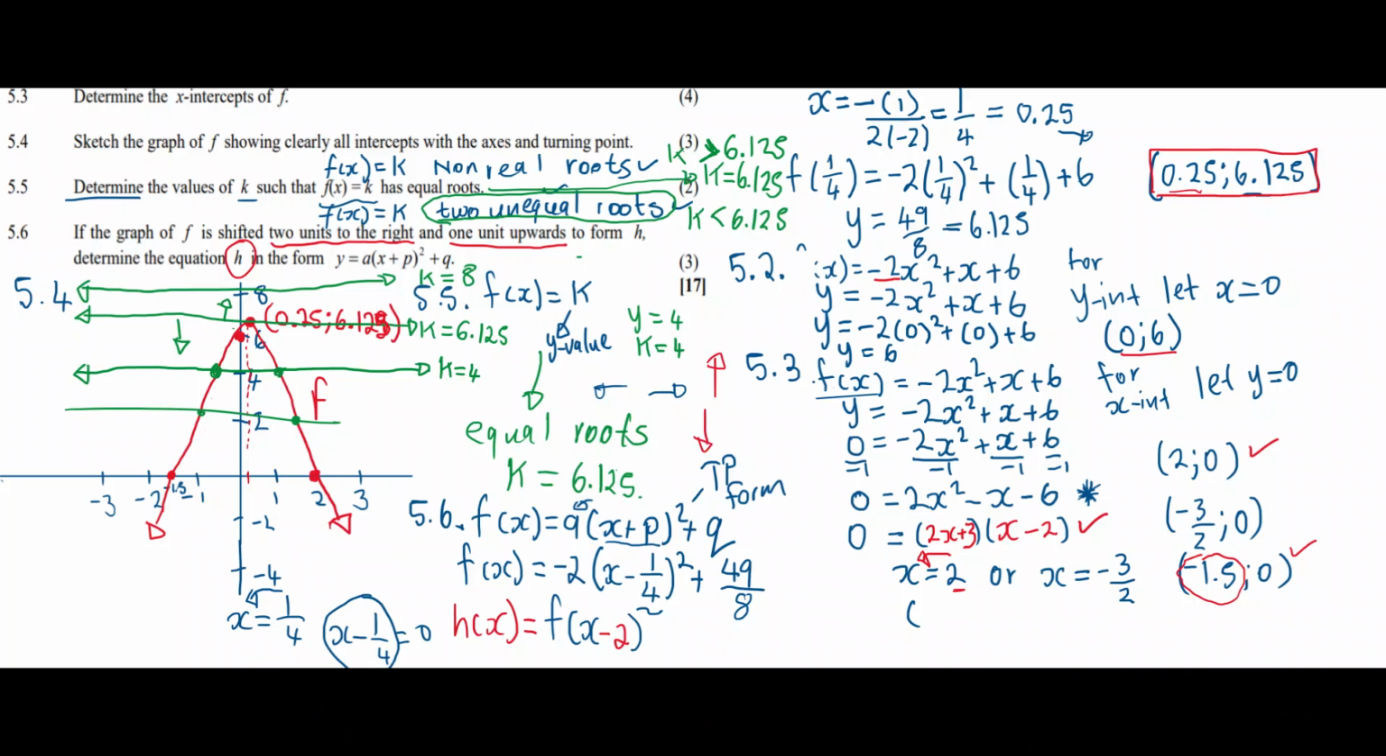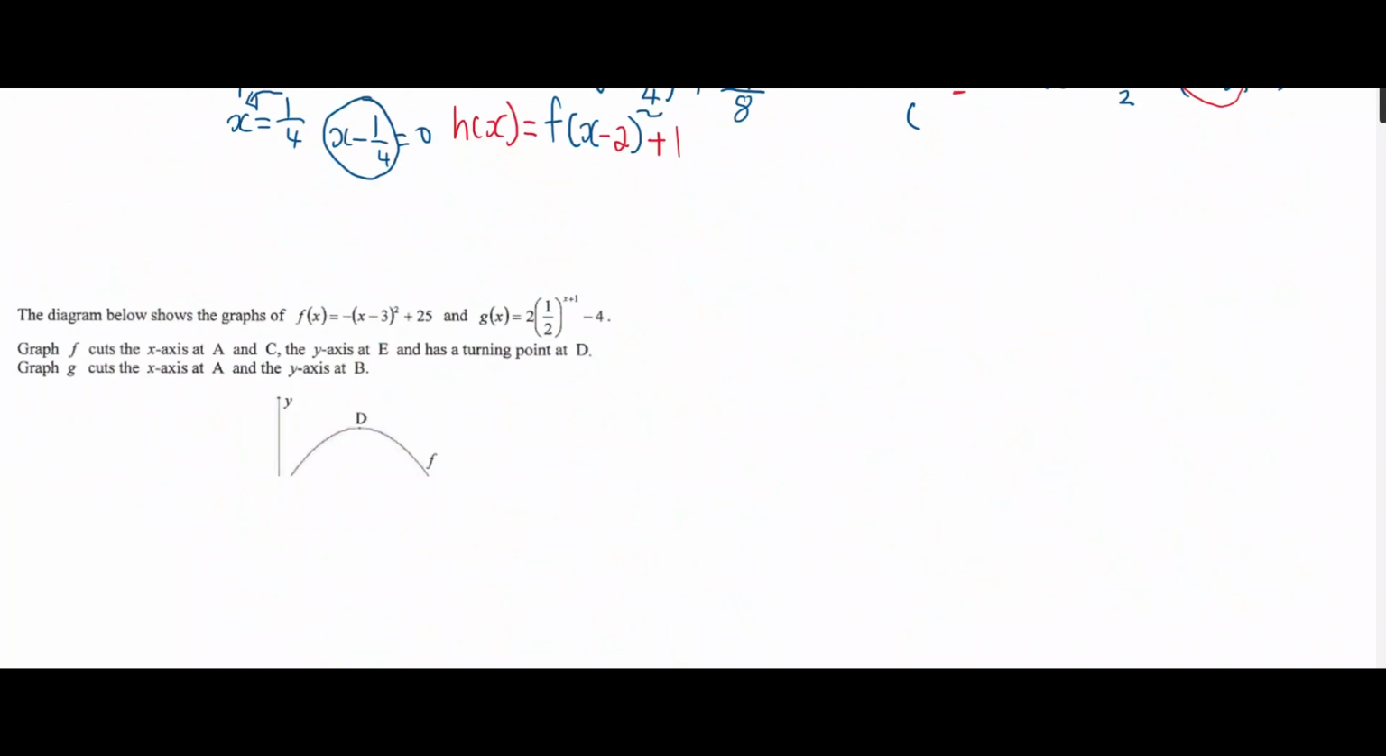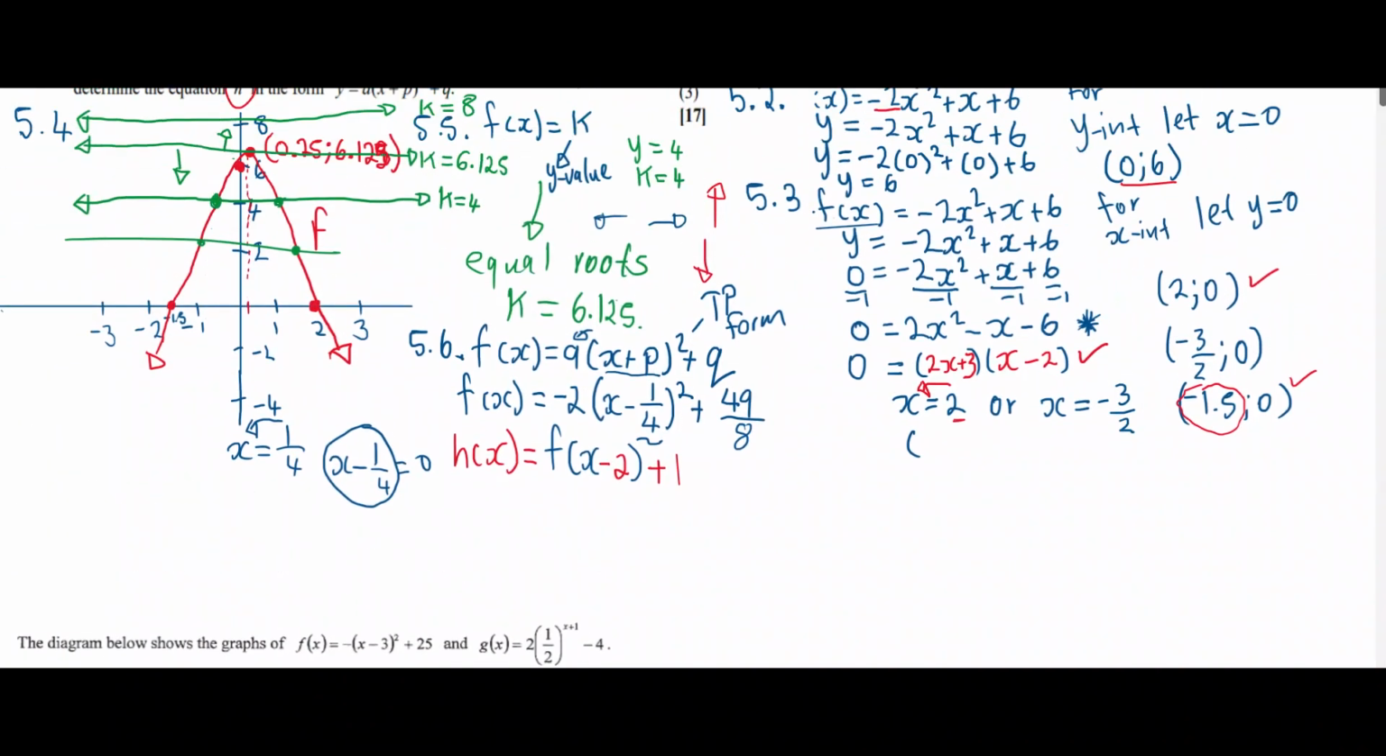And for a vertical shift, either up or down, we add or subtract outside the brackets. So if you see +1 outside, you know that the function must be shifted up by 1 unit. So how are we going to do this? Write down the equation of h of x. Because you have the f of x function, it's going to be -2 times the bracket x minus 1/4, and now we subtract 2 inside the brackets.